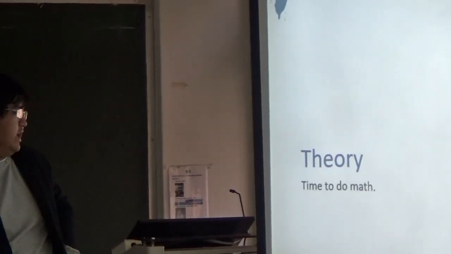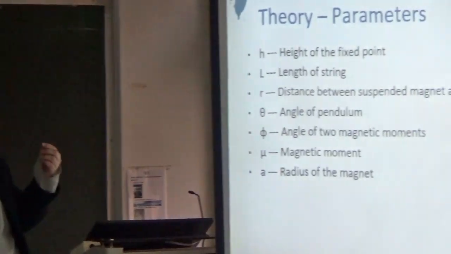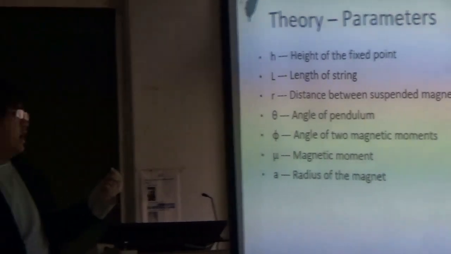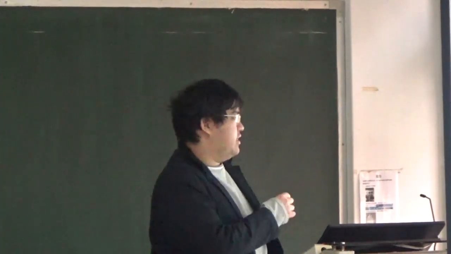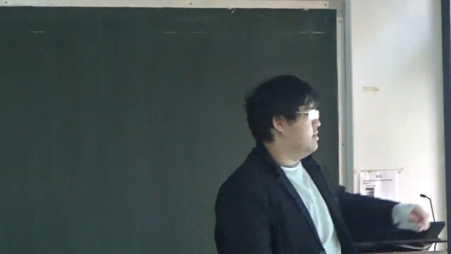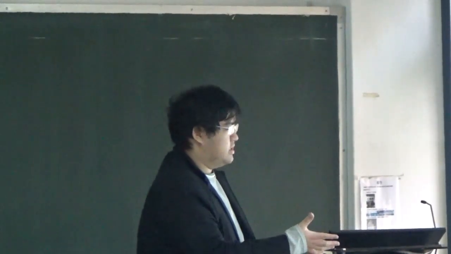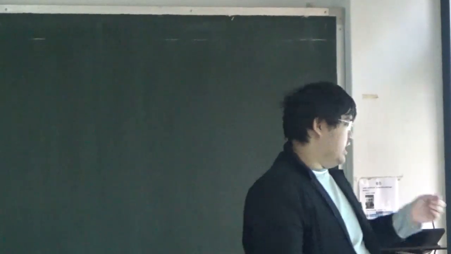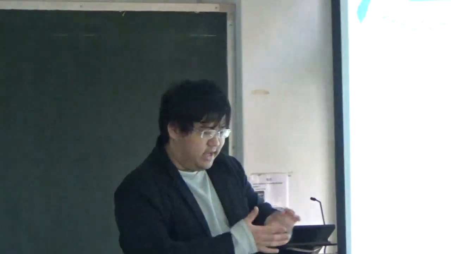And this is our theory, this time to do the math. Let's define these parameters. H means the height of the fixed point, and L means the length of the string. R means the distance between the suspended magnet and the other base. Theta means the angle of the tangent, phi means the angle of the two magnetic moments, mu means the magnetic moment, and A means the radius of the magnet, for the magnet is cylindrical.